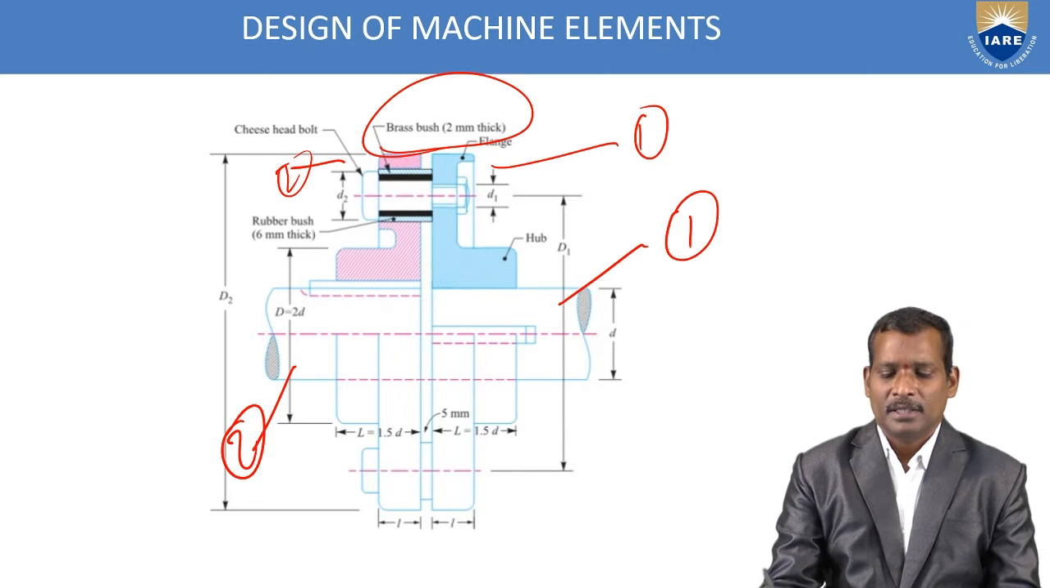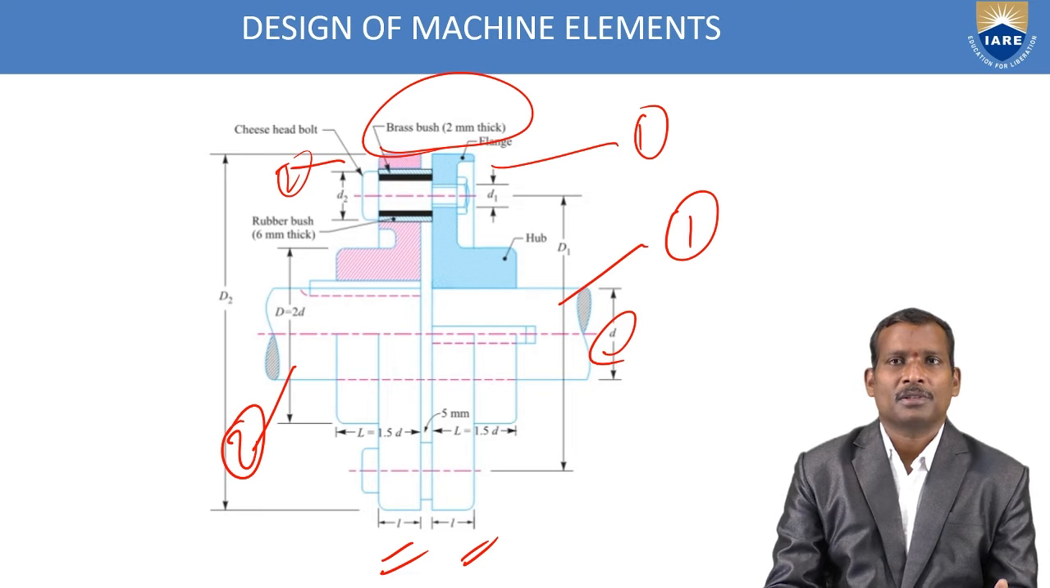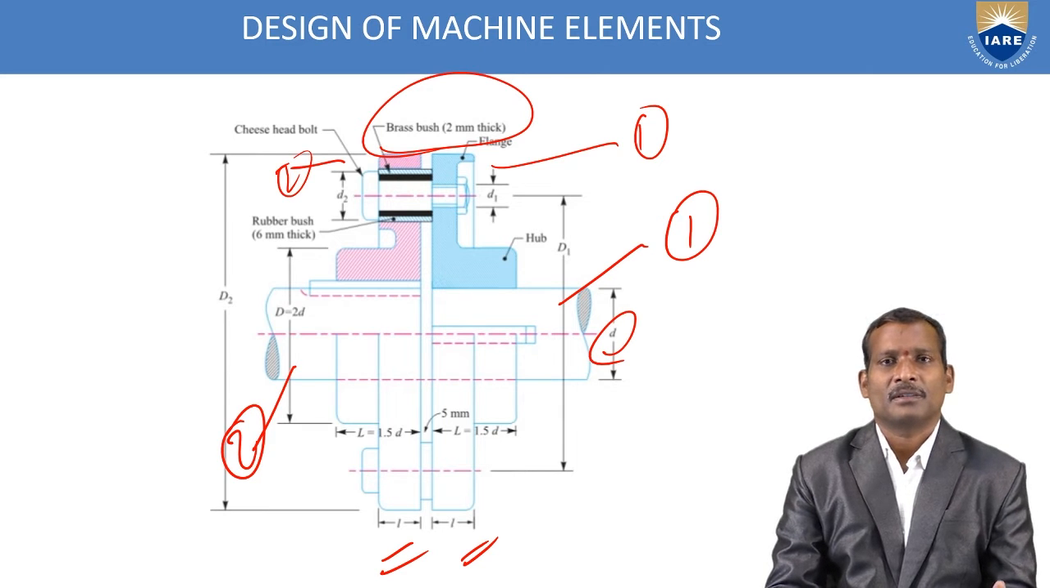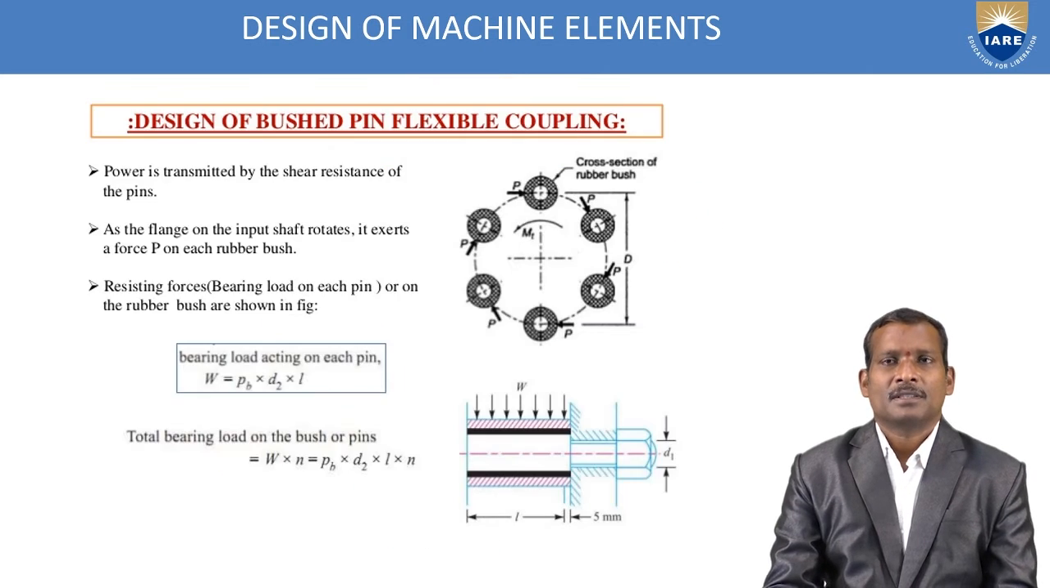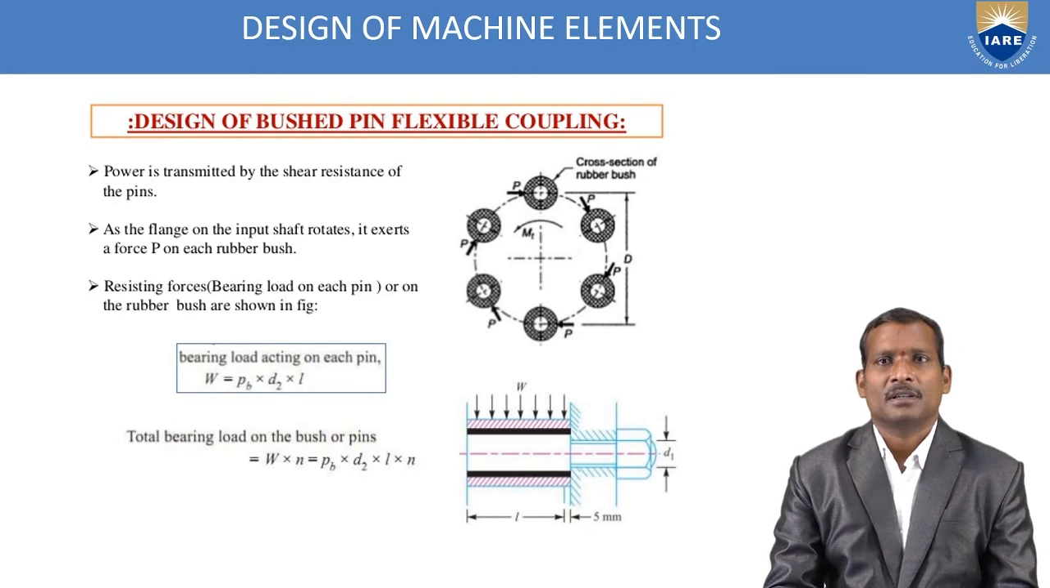Here small d is the diameter of the shaft and capital D1 is the pitch circle diameter, L is the length of the flanges, and the hub diameter capital D is 2 times the shaft diameter. See here, brass bush dimensions and bolt dimensions you have to calculate, and finally you have to check for the bending strength of a pin. See the design of the bushed pin flexible coupling shown in this slide.